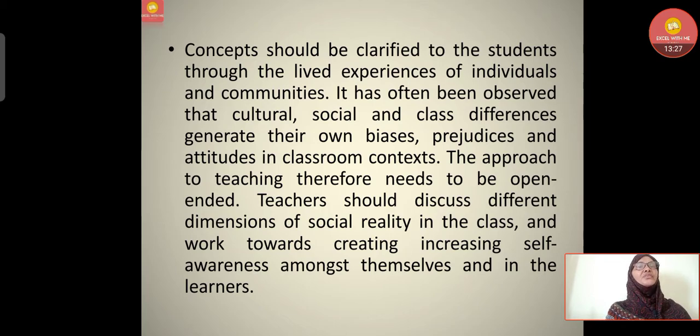Concepts should be clarified to the students through the lived experiences of individuals and communities. The people from the community should be welcomed to the school, so that they will give live experiences to inspire and motivate the students. It has often been observed that culture, social and class differences generate their own biases, prejudices and attitudes in classroom context. The approach to teaching therefore needs to be open-minded. They should not judge beforehand. They should not have prejudices and biases inclining towards one side only.